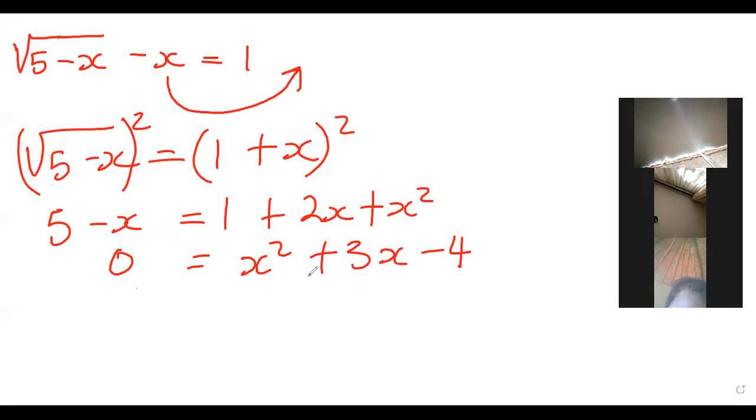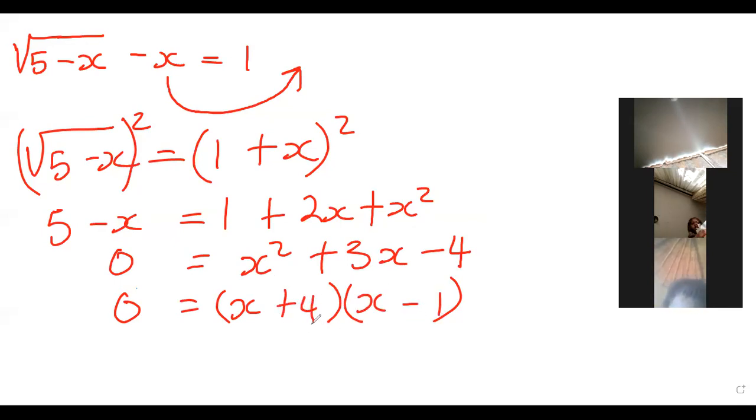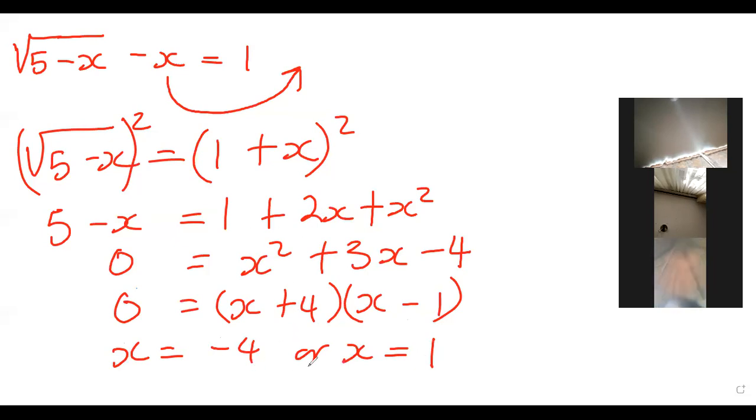Now factorizing this, 0 is equal to x plus 4 times x minus 1. So either x is equal to minus 4 or x is equal to 1. If that's the case, then I have to test which one of the answers is correct. I take minus 4 and put it in the original equation, and then test x equal to 1 as well.